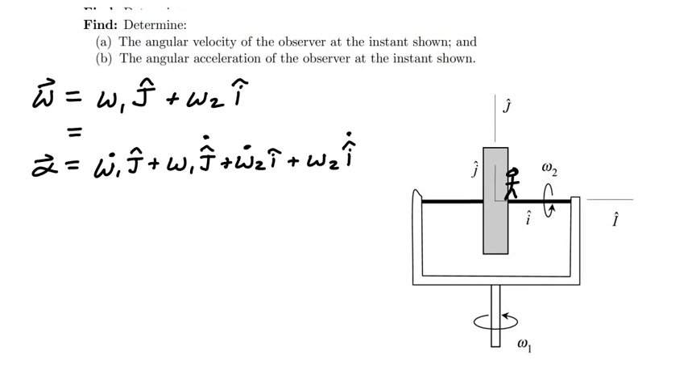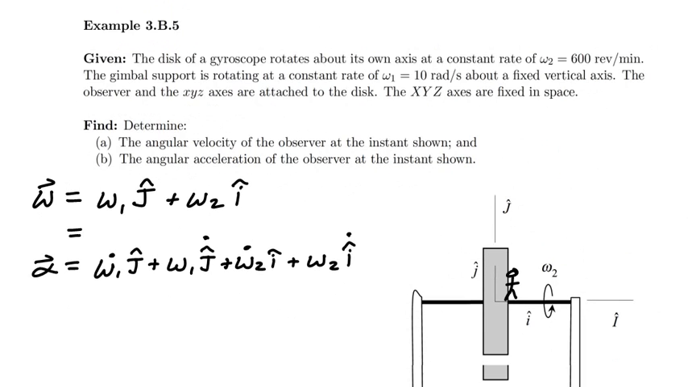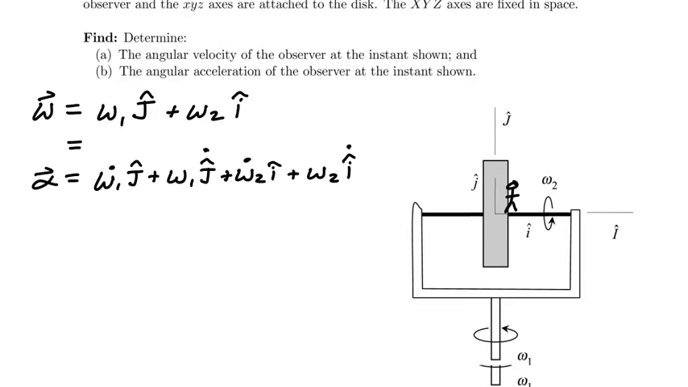If we go back to the problem statement here, you'll notice that the rotation rates omega 1 and omega 2 are constant, which indicates that in the angular acceleration the first and third terms will go away. In addition, you can notice that the capital J axis is fixed in space, so its time derivative will be 0. So the net result here is we get an angular acceleration which is equal to omega 2 times i dot. And we can note at this point that the time derivative of a changing unit vector is given by omega cross itself. So we end up with an expression for alpha that looks something like that.